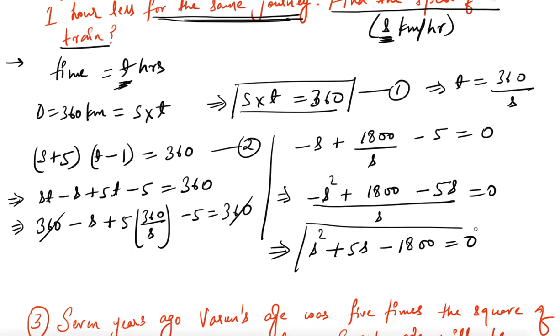So this is your quadratic equation in speed. Now you know how to solve it. You can apply the quadratic formula, factorization or any method and solve this, and from here you can calculate the speed of the train in kilometers per hour. After this I leave it up to you, because I know that you can solve it after this.